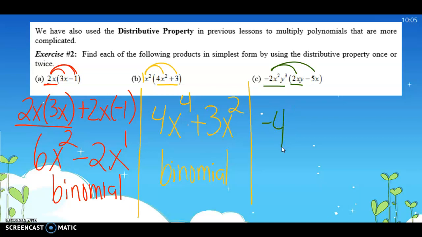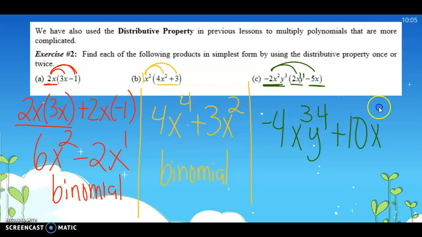-4, right? And then if I have 2 x's with 1 x, I've got 3 x's. And if I've got 3 y's with 1 y, I have 4 y's. So 2 plus 1, 3, 3 plus 1, 4. And then we do it all over again. So it's this right here times the -5x. A negative times a negative, +10. 2 x's with 1 x makes 3.